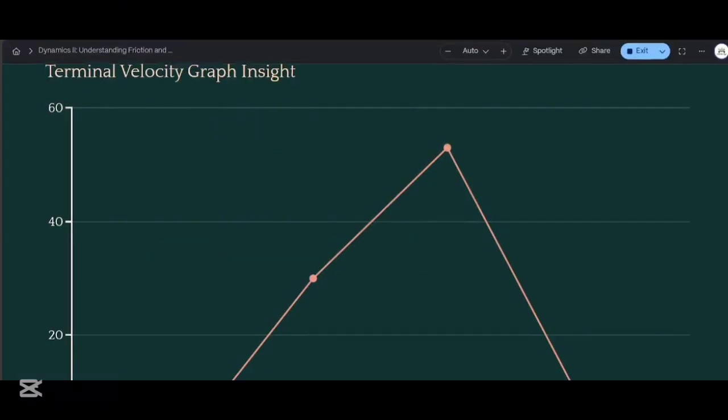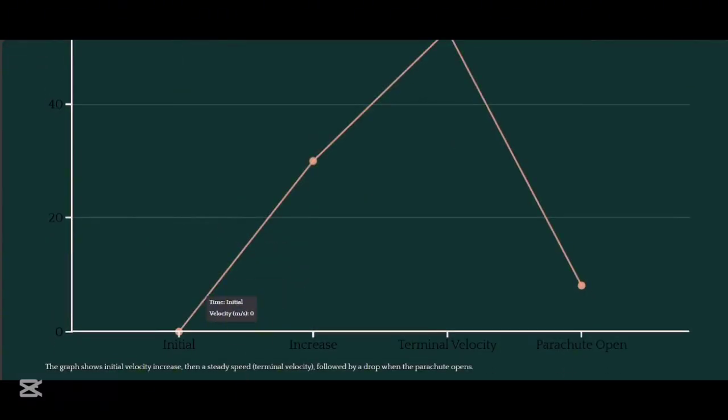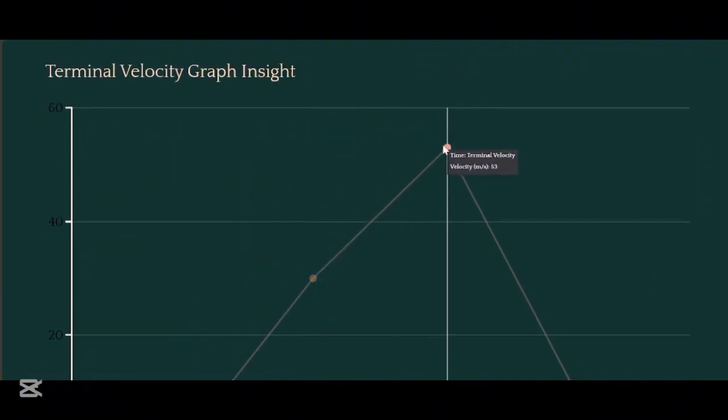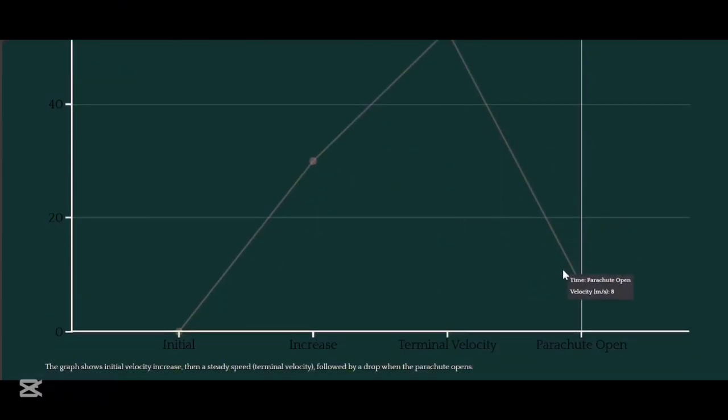Now this is the terminal velocity graph. As you can see, this is the initial velocity, this is the increase in velocity, this is the terminal velocity, and this is when the parachute is open. The initial velocity is 0 and the increase in velocity is 30 meters per second. The terminal velocity is the maximum velocity reached, which is 53, and then the skydiver with the parachute slides down and his velocity decreases slowly.